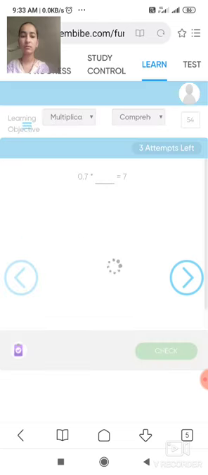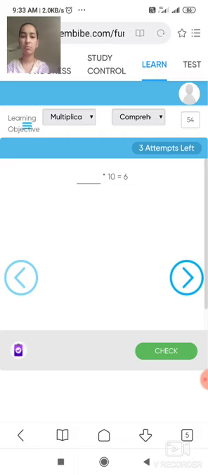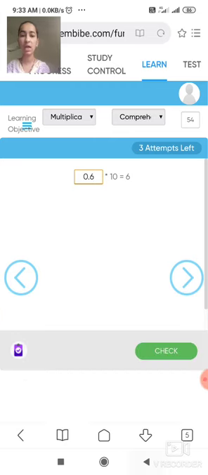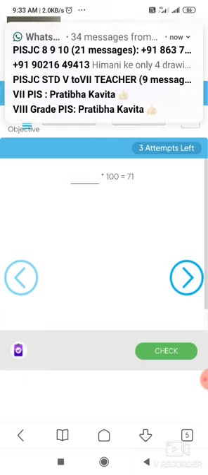Okay, let's take another example. Dash multiplied by 10 will become 6. To which number do we have to multiply by 10 so that it will become 6? If we multiply 0.6 by 10, it will become 6. Yes students, so the answer for this will be 0.6. Okay, understand? Let's take the next example.